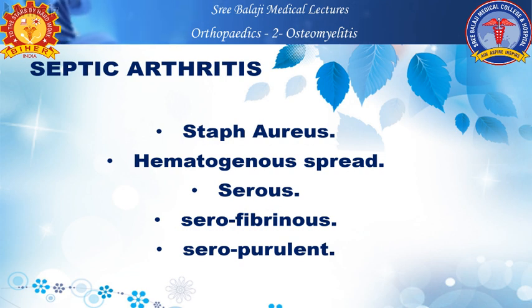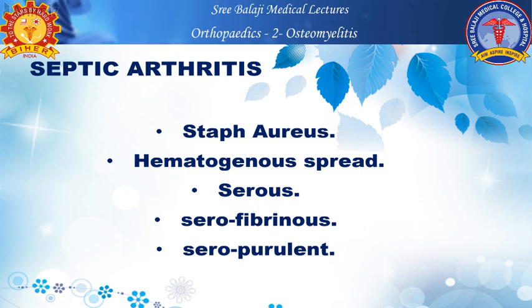Next we move on to septic arthritis. Arthritis is inflammation of the joint caused by infective pyogenic organisms. Again, the commonest organism causing septic arthritis is Staph aureus, and hematogenous spread is the commonest route of infection. In infants and neonates, umbilical sepsis can cause septic arthritis in the hip joint. The common joints involved in septic arthritis are the hip, knee, and shoulder.